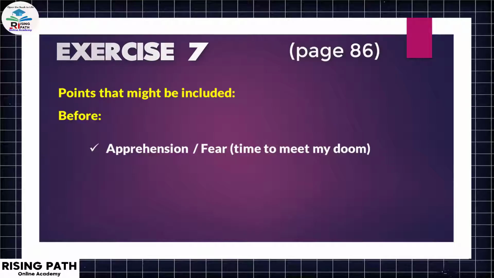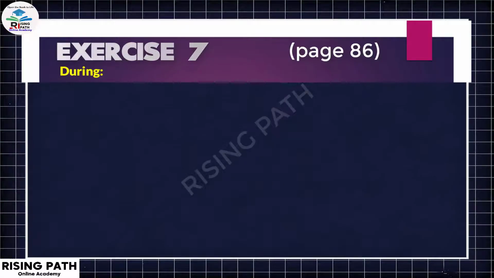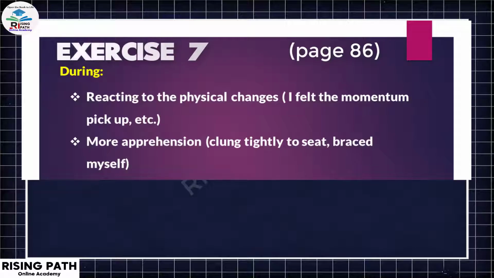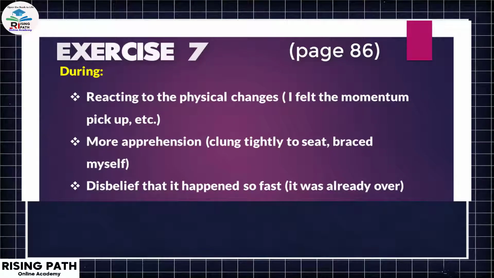Now let's read the points that we have collected from the text before we write down the final draft of the summary. Points that might be included before: apprehension, fear, time to meet my doom. During the ride, these are the points: reacting to the physical changes, I felt the momentum pick up, more apprehension, clung tightly to seat, braced myself. Of course, you are going to use your own words where appropriate.